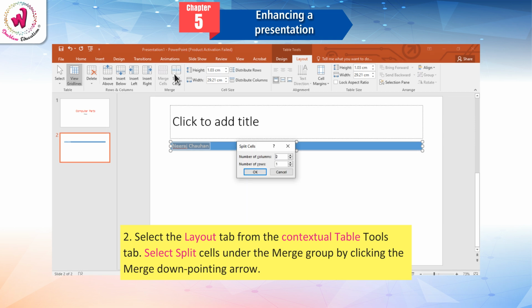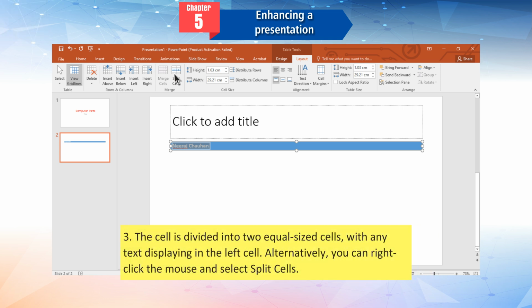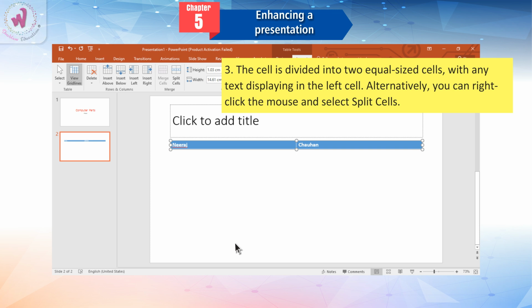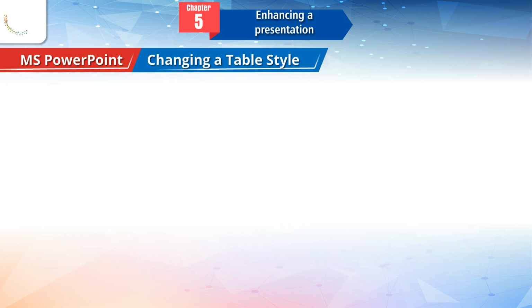Select Split Cells under the Merge group by clicking the Merge down pointing arrow. The cell is divided into two equal-sized cells, with any text displaying in the left cell. Alternatively, you can right-click the mouse and select Split Cells.